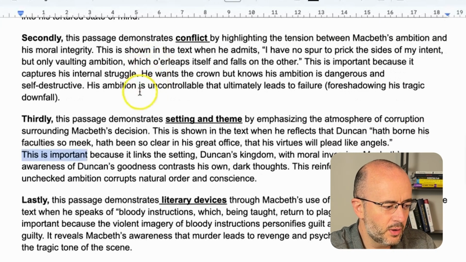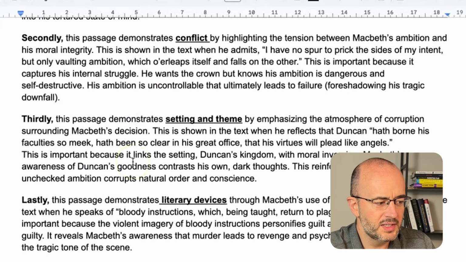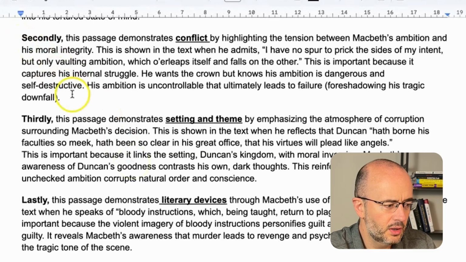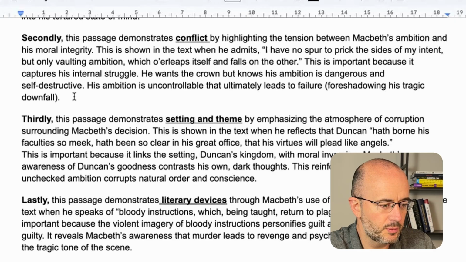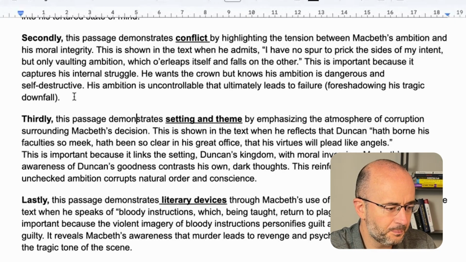And I'll go over the conflict one. I'll leave the rest here. You can read them and pause at any time. But if you read it in full, secondly, this passage demonstrates conflict by highlighting the tension between Macbeth's ambition and his moral integrity. This is shown in the text when he admits, "I have no spur to prick the sides of my intent, but only vaulting ambition, which o'erleaps itself and falls on the other." This is important because it captures his internal struggle. He wants the crown, but knows his ambition is dangerous and self-destructive. His ambition is uncontrollable and that ultimately leads to failure, foreshadowing his tragic downfall.